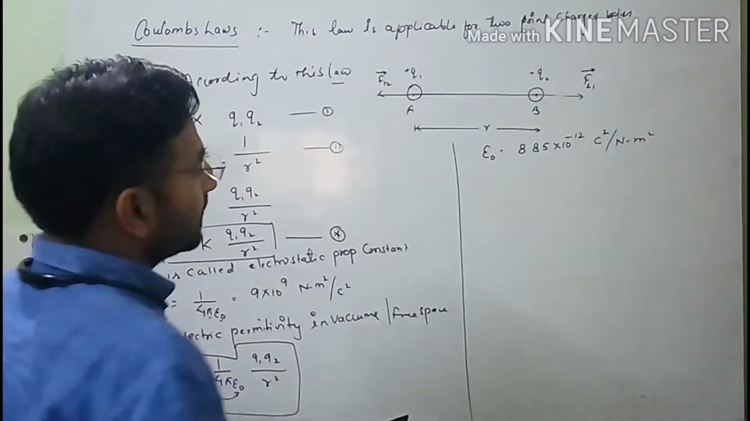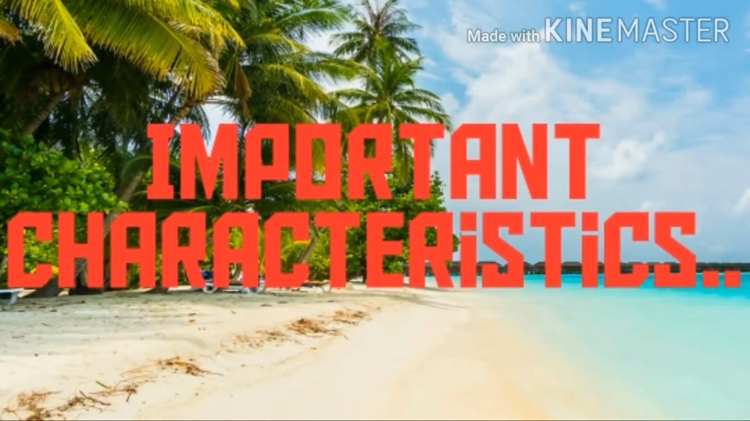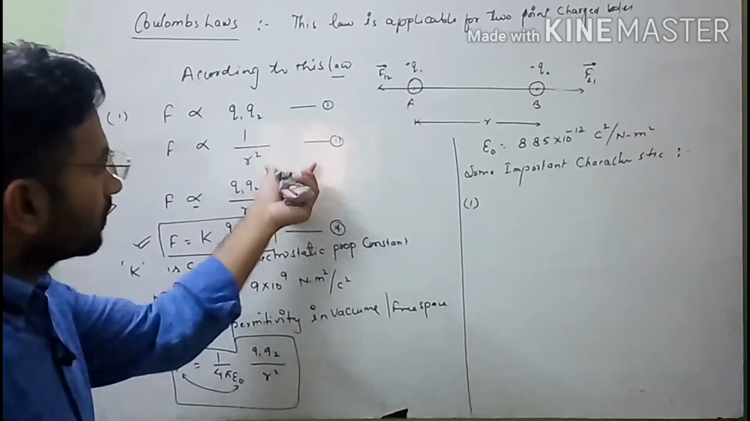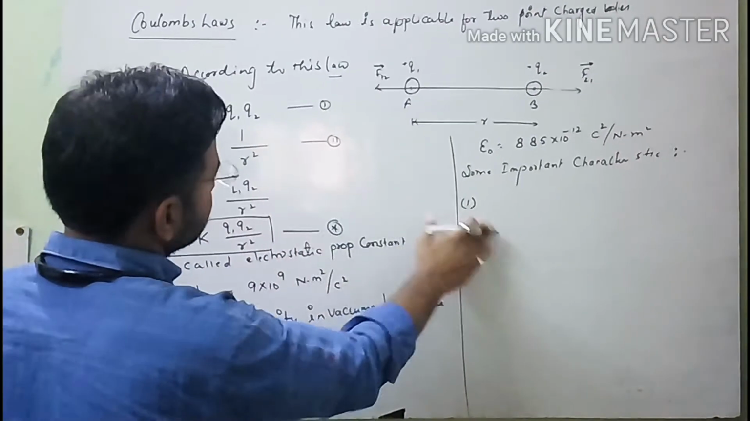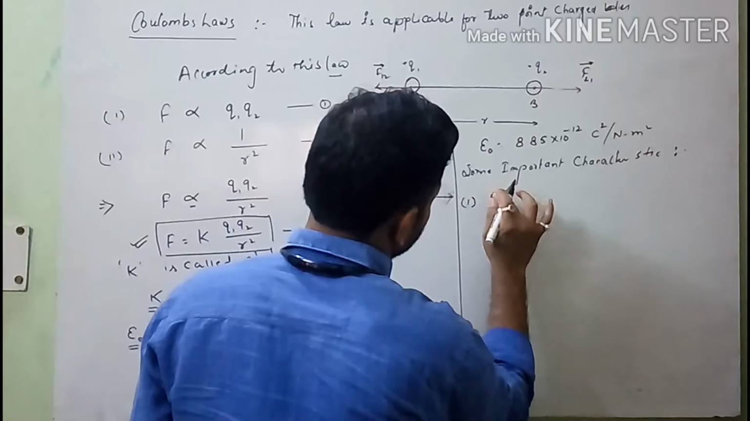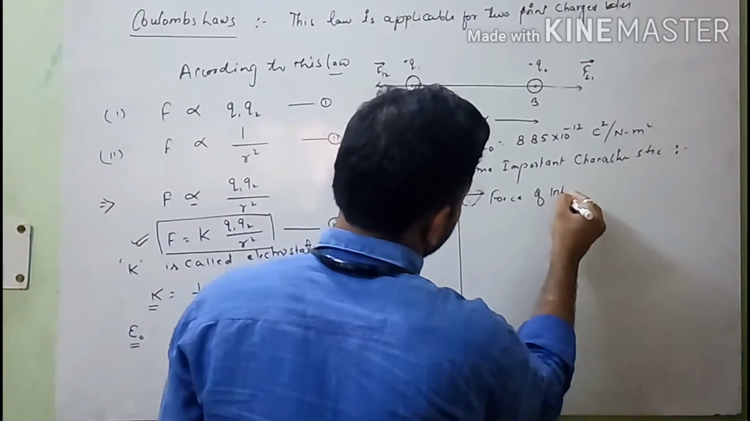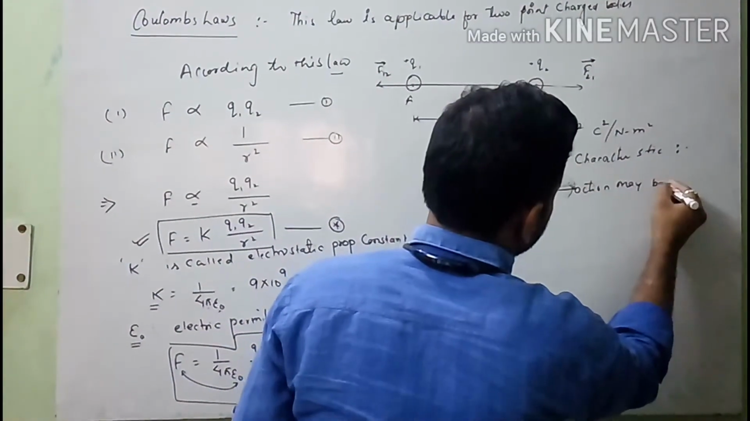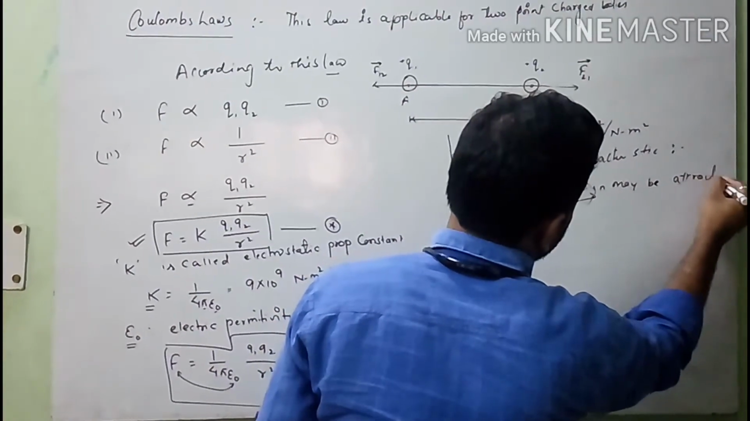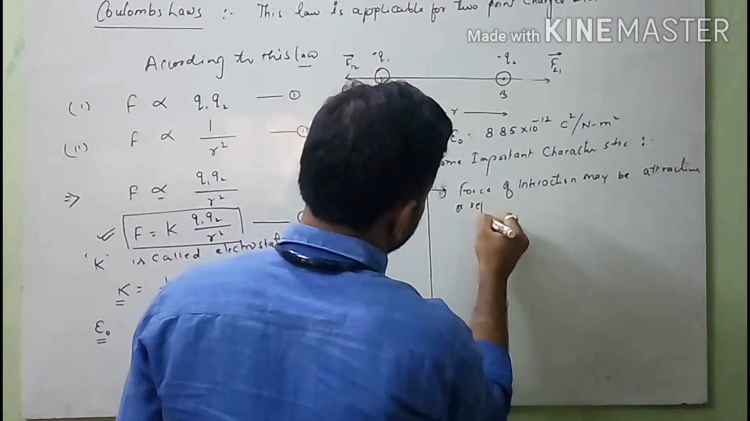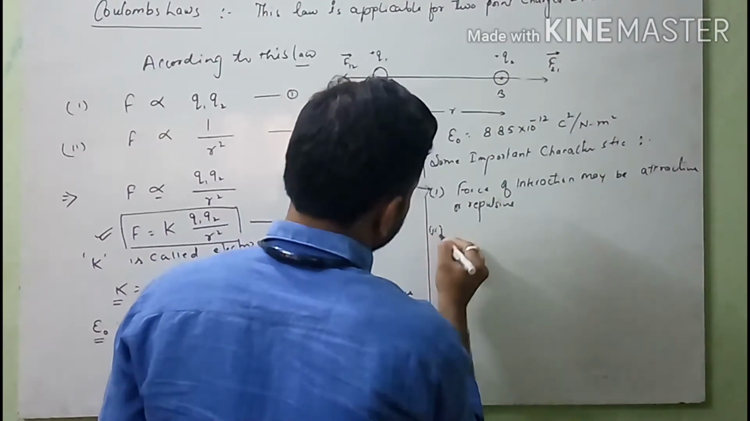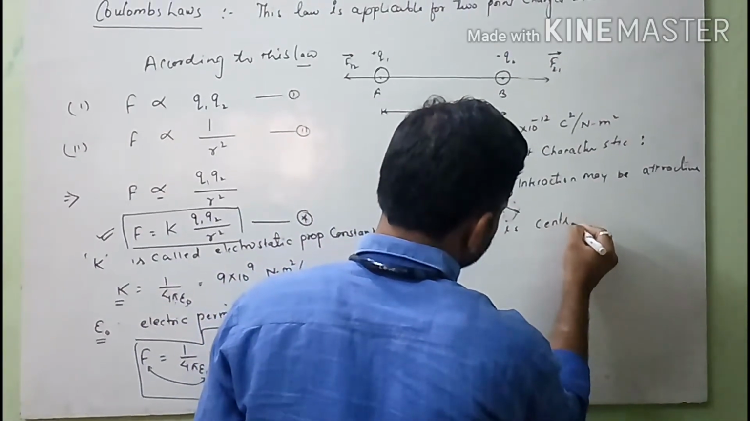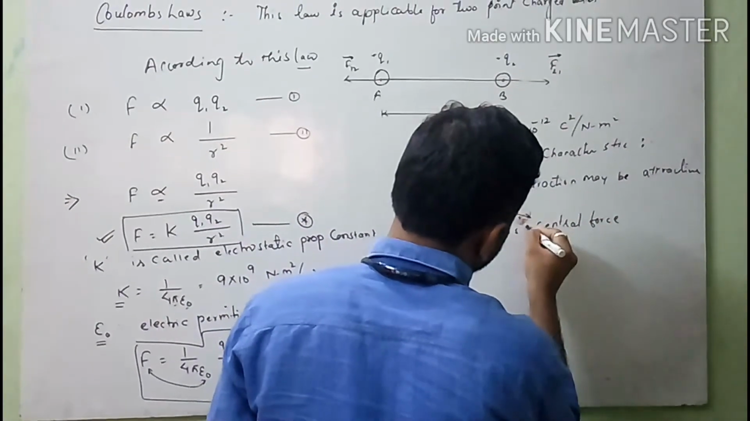After that, I will write some important points. First, about Coulomb's law: the first characteristic is that the force of interaction may be attractive or repulsive. Second, this is a central force.